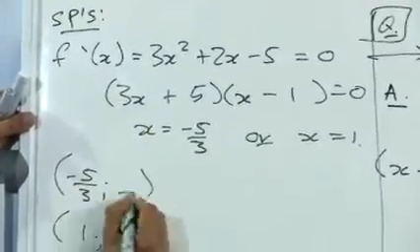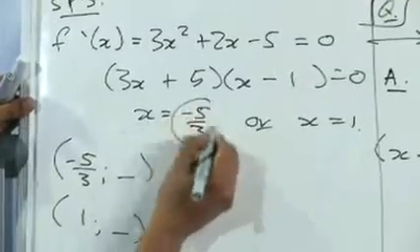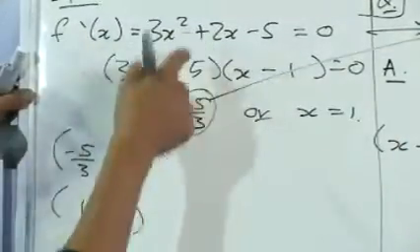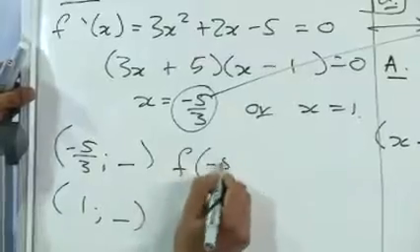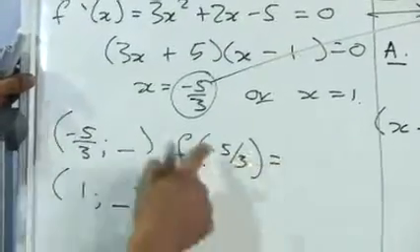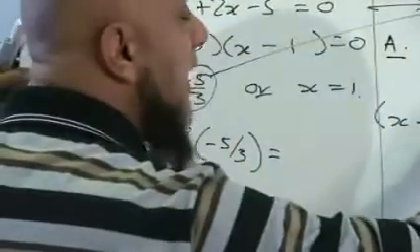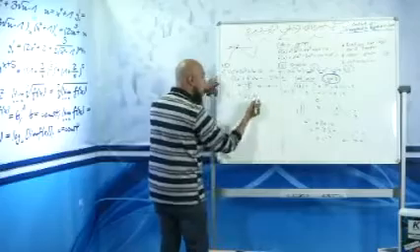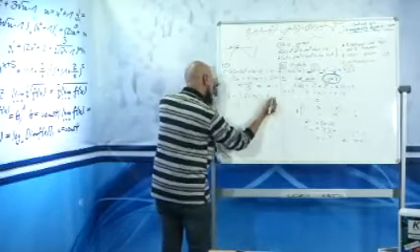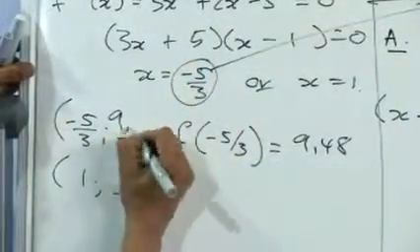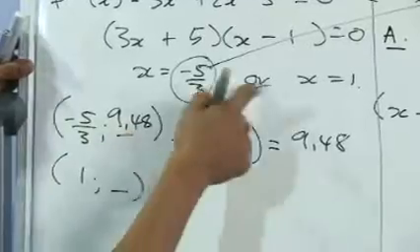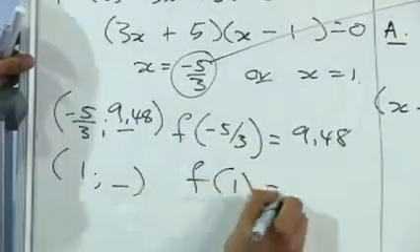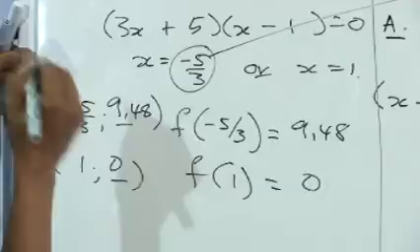We are now short of our two y values. So we take these and plug them back into the original, not back into the derivative. So f of negative 5 over 3 is equal to minus 5 over 3 cubed plus minus 5 over 3 squared minus 5 times minus 5 over 3 plus 3, and you're going to get 9,48. So your first answer is minus 5 over 3 and 9,48. Then f of 1, and we know f of 1 is 0. We put that as 0.